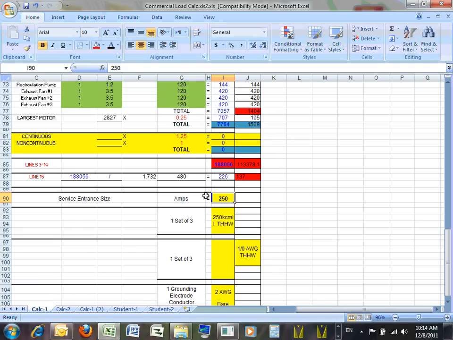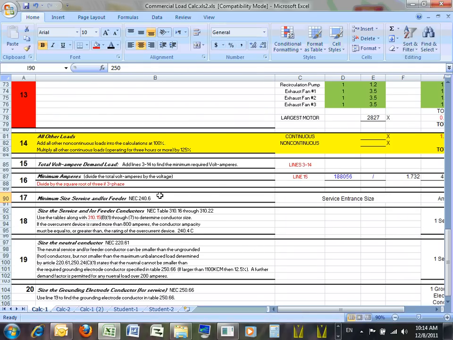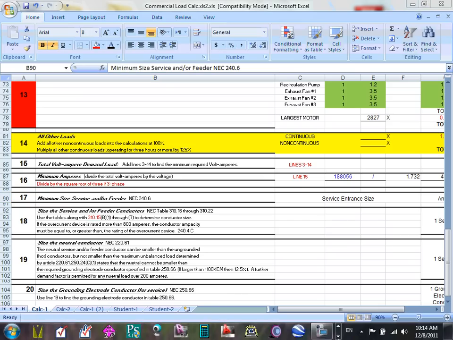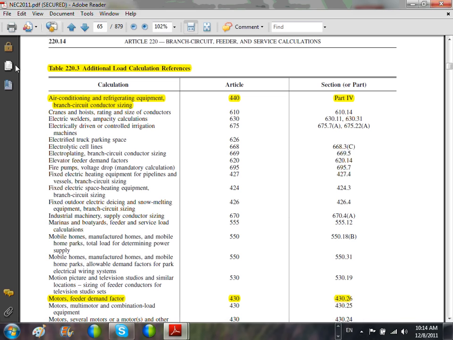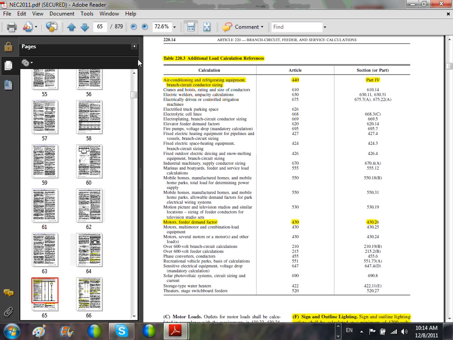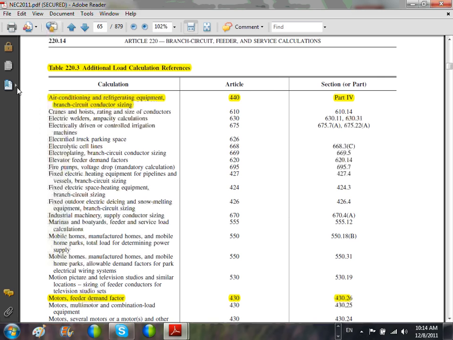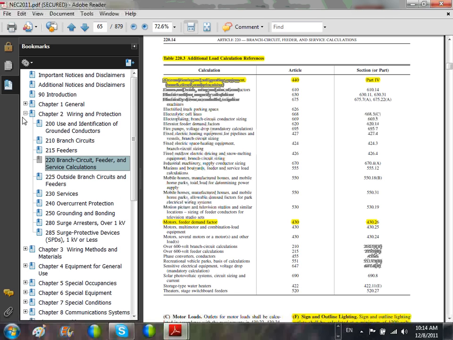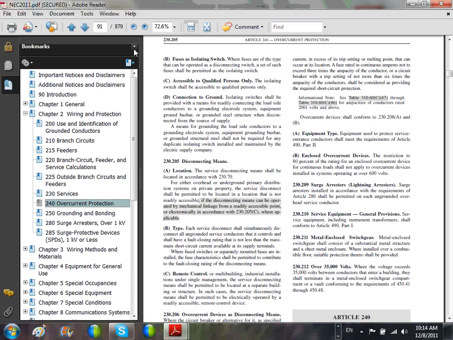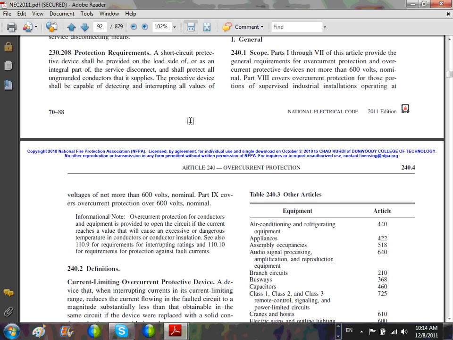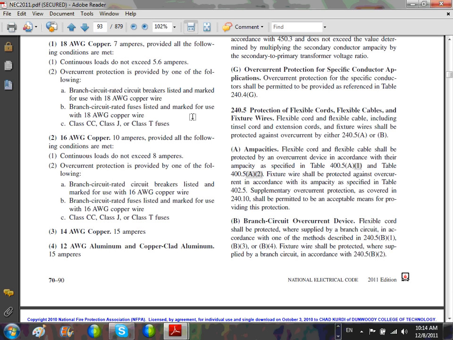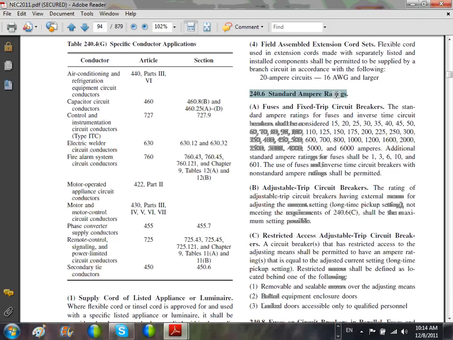Any question, guys, about size of service? 250. Size of my service is 250. Now, I'm going to go to 240.6. I would like to highlight this one one more time. I know we highlighted before, but I want to highlight 240 because it's one of the most important tables, I believe. And if you don't agree with me, Chris, don't say that. If you go to 240.4, where did they go? Here. If you have not highlighted 240.4, please do so.